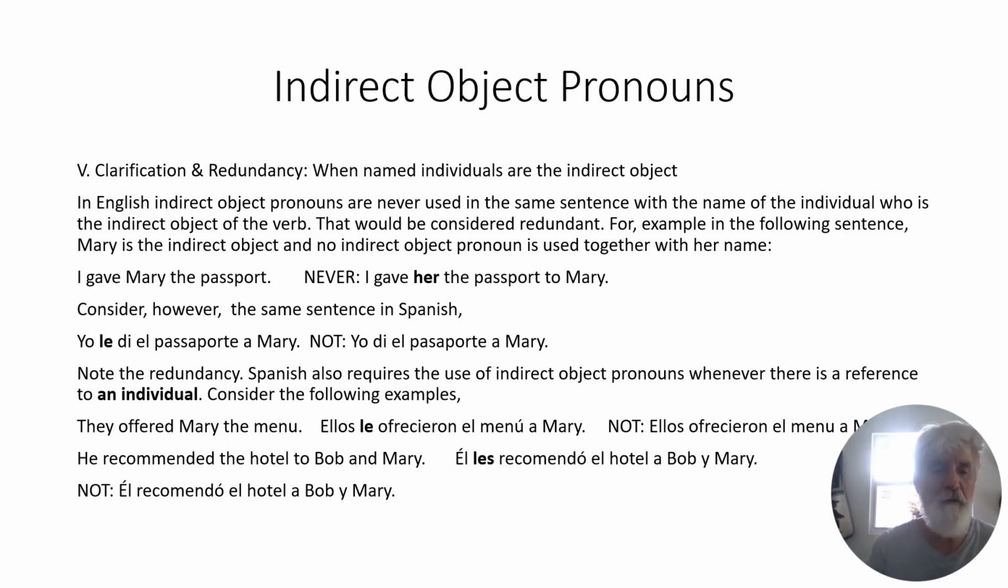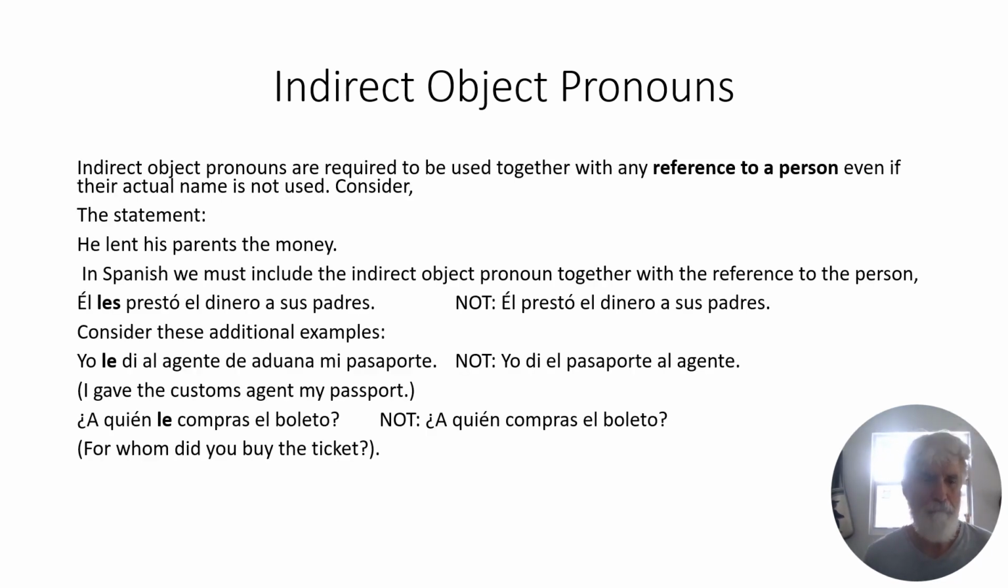Okay. They offered Mary the menu. Ellos le ofrecieron el menú a Mary. Okay. He recommended the hotel to Bob and Mary. And now we're going to use a les because it's to them. Les recomendó el hotel a Bob y Mary. Okay. Not él recomendó el hotel a Bob y Mary. Again, it's kind of a minor point, but I think you should be aware of it. Okay.